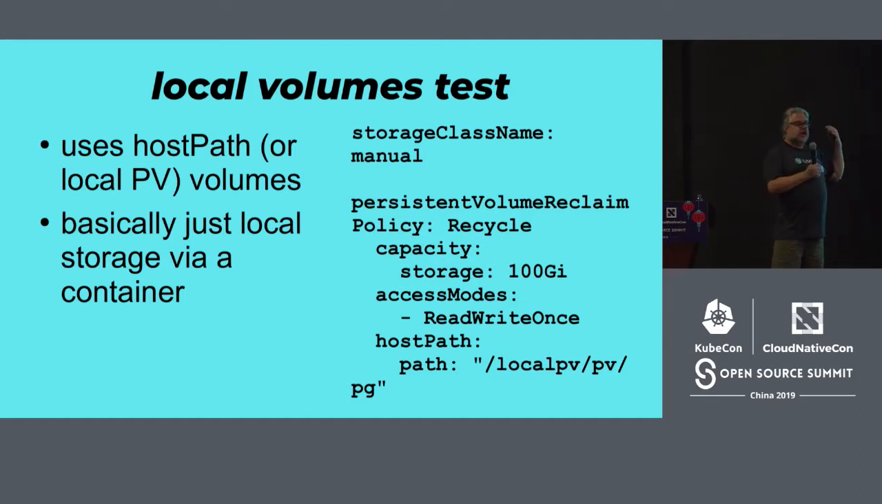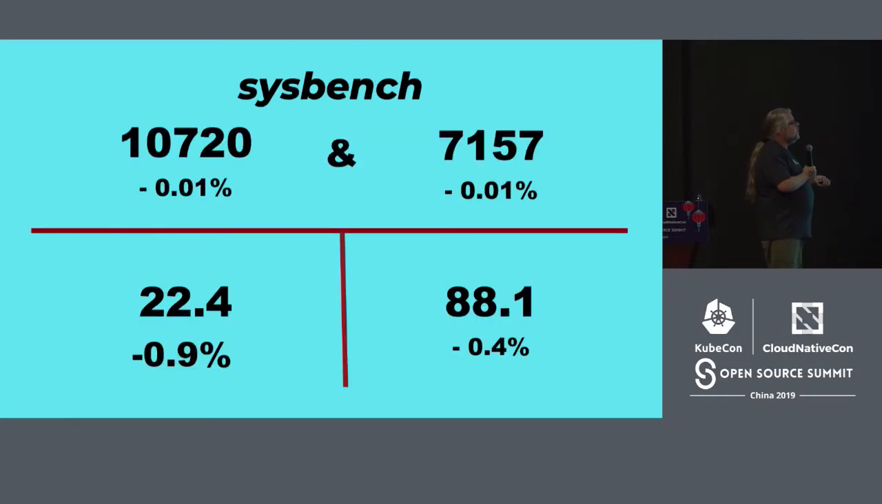And the thing is, this is local storage in a container, so performance should be almost identical to bare metal performance, right? Because all we have is some cgroups overhead and whatever Kubernetes networking overhead is. Otherwise, we really are running on bare metal. So let's look at that here. Sysbench here, again, shows a minuscule difference, almost immeasurably small compared with just running on straight bare metal.